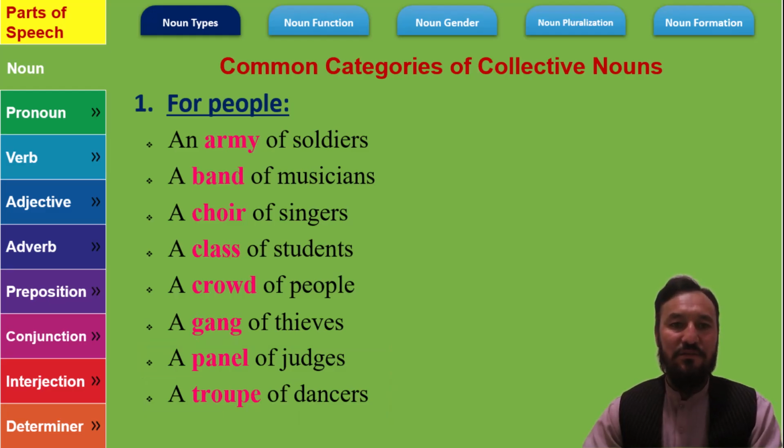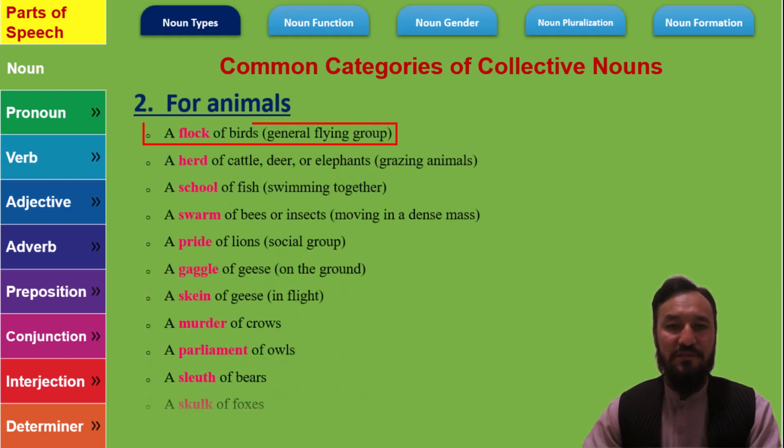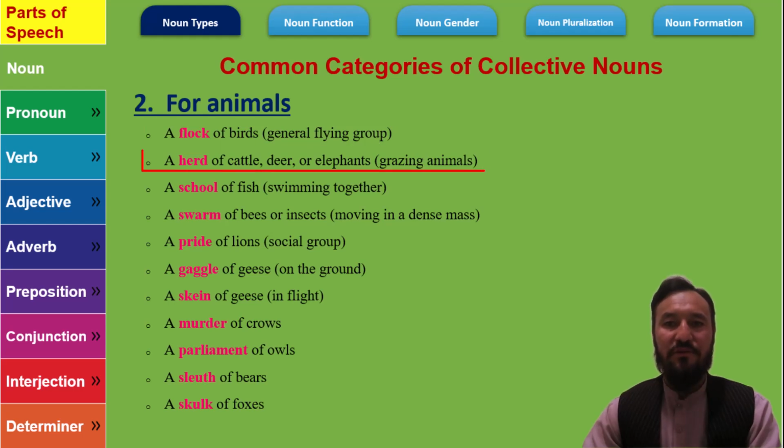The next list you see here contains some common collective nouns used for animals. For example, we use flock for birds which fly together, herd for grazing animals like cattle, deer, or elephants, school for a group of fish, swarm for bees or insects, pride for lions, gaggle for geese on the ground, skein for geese in flight, murder for crows, parliament for owls, sloth for bears, and skulk for foxes.